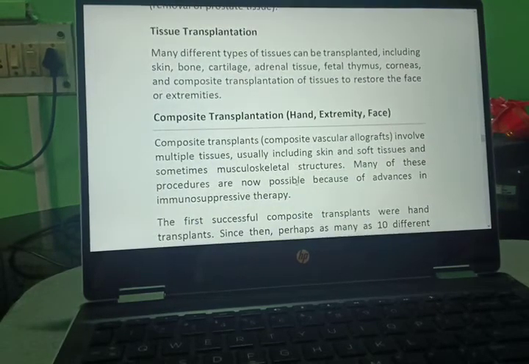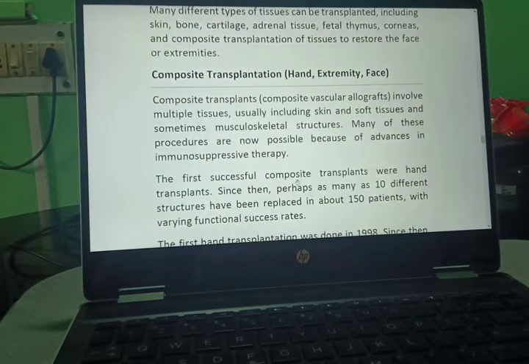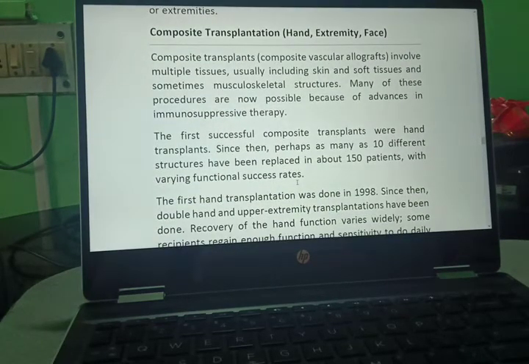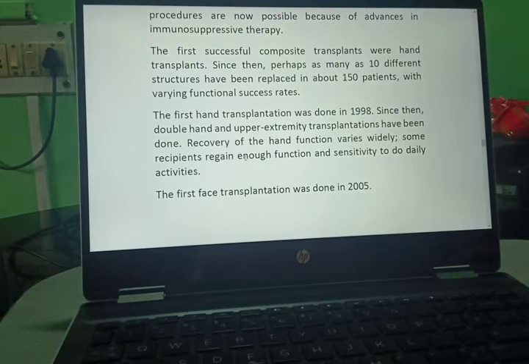Now, tissue transplantation. Many different types of tissues can be transplanted, including skin, bone, cartilage, adrenal tissue, fetal thymus, corneas, and composite transplantation of tissue to restore the face or extremities. Now, composite transplantation, that is hand, extremity or face. Composite transplants involve multiple tissues, usually including skin and soft tissue, and sometimes musculoskeletal structures. Many of these procedures are now possible because of advances in immunosuppressive therapy.